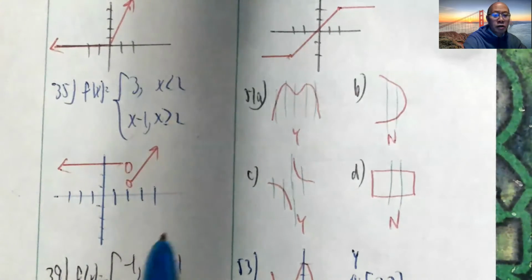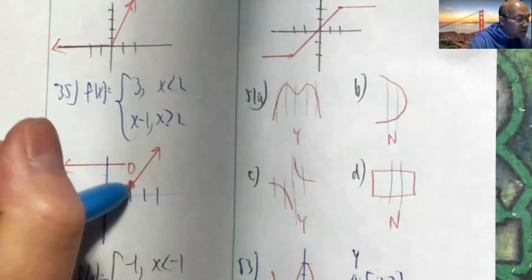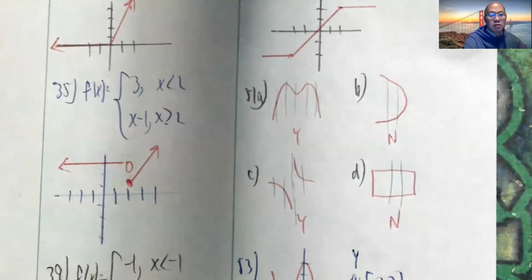So the slope is 1. And if I plug in 2, I get 1. That should be a closed circle there. So let me just close it up right now. It's greater than or equal to 2.